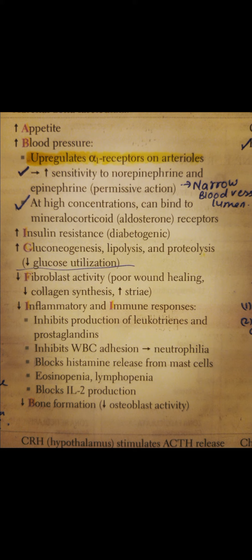Decreased inflammatory and immune responses. So they're going to inhibit inflammatory and immune responses by inhibiting the production of prostaglandins and leukotrienes, by inhibiting the adhesions of WBCs, by blocking the release of histamine from the mast cells, and also by blocking the interleukin-2 production. And it's important for you to remember that it's going to cause neutrophilia and eosinopenia and lymphopenia.